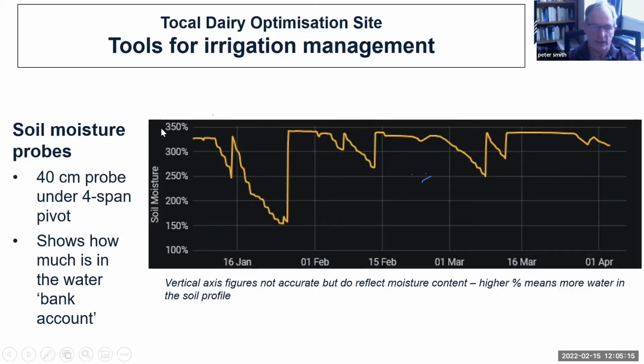Don't worry about the figures on the left. They are ridiculous. They're not meaningful in the sense of being accurate, but they do show you the trend in this instance. Most probes will show you something more useful or more meaningful than that.